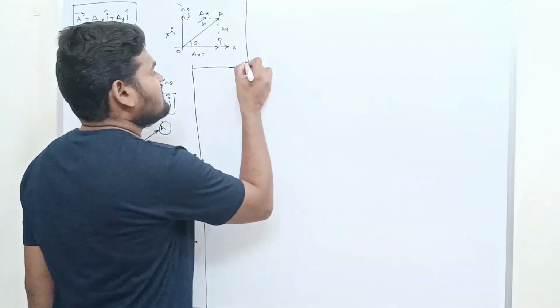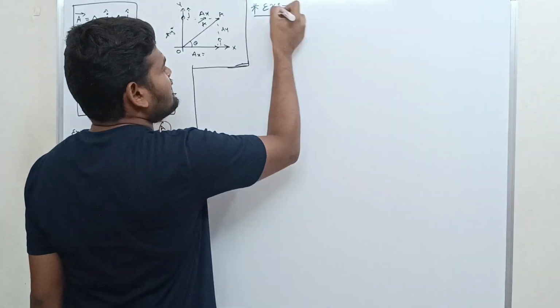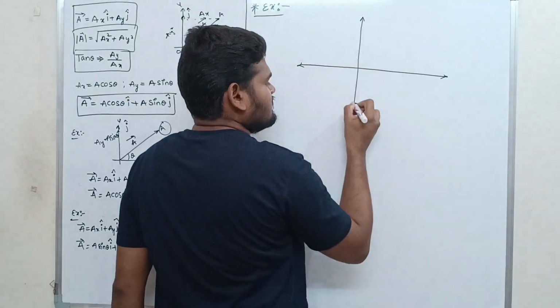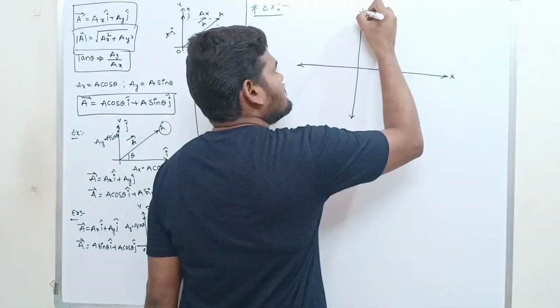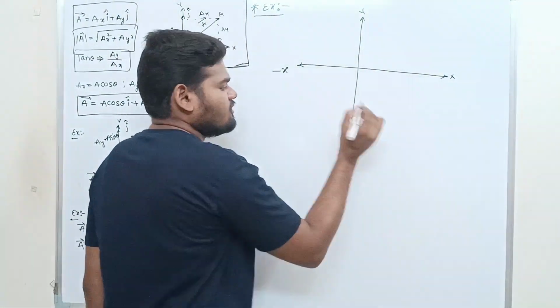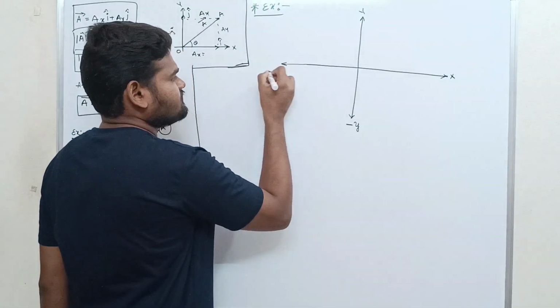Right. So let us solve one more example, and this is a big example. Okay, right. So this is the x-axis, this is the y-axis, and this is the negative x-axis, and this is the negative y-axis. Is it clear? Any doubt?